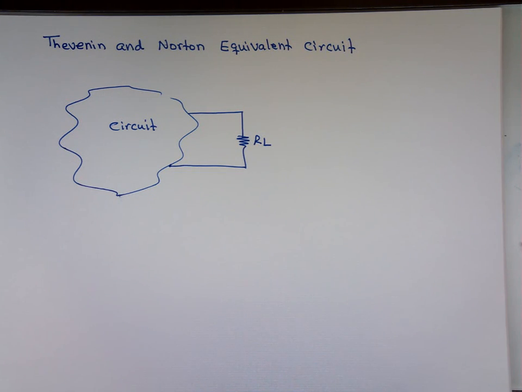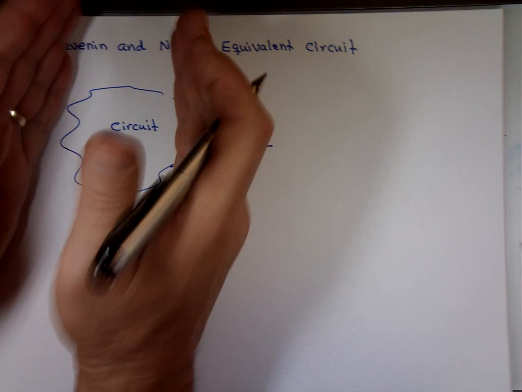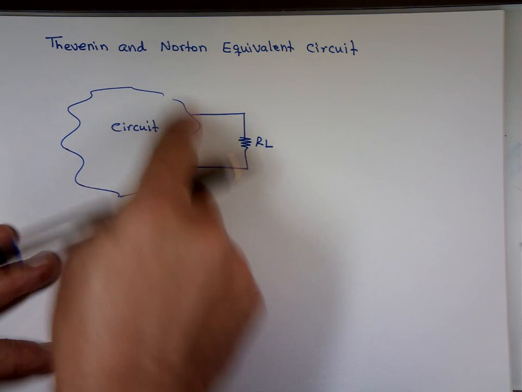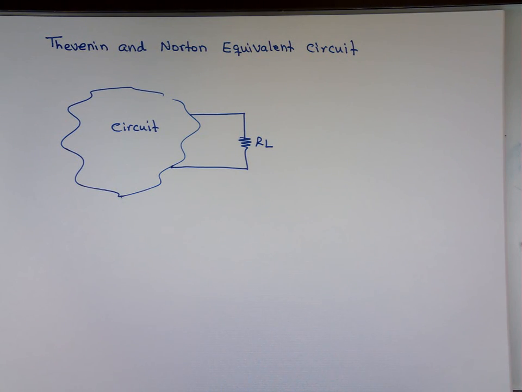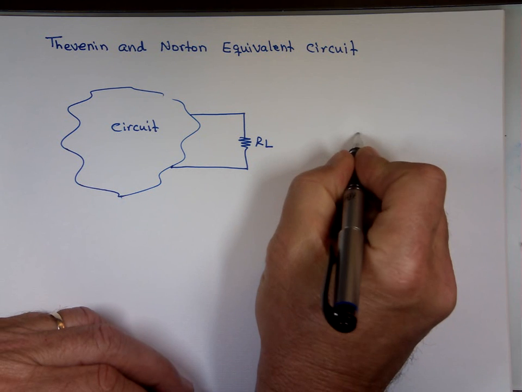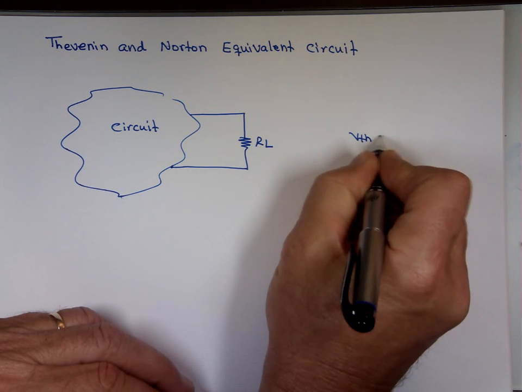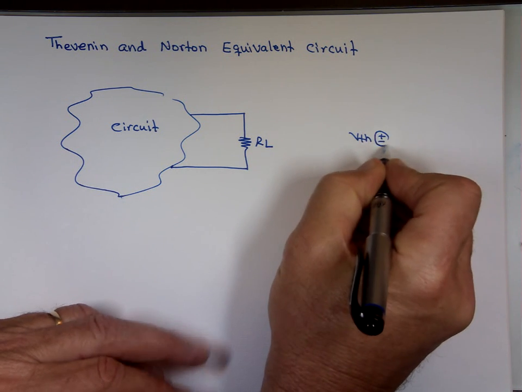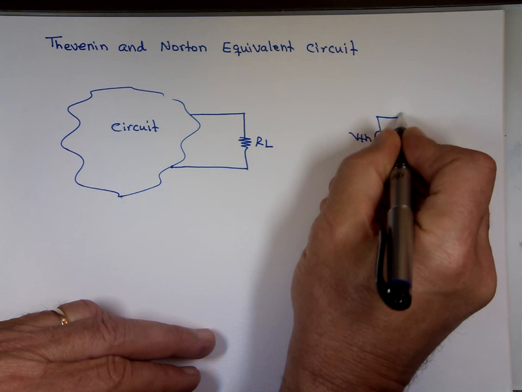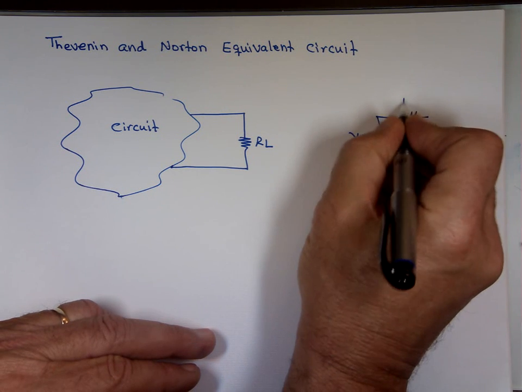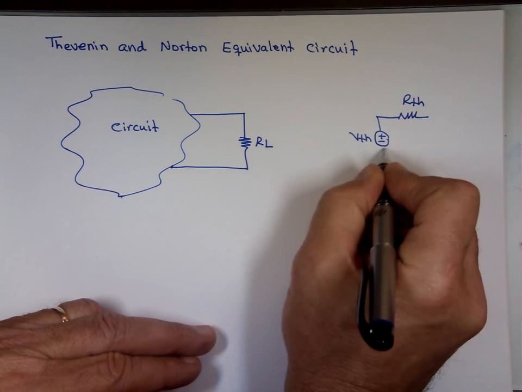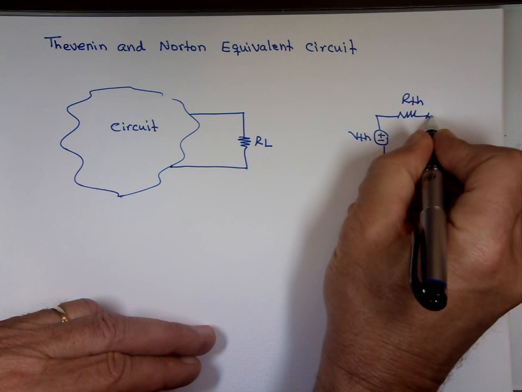What Thevenin says, you know what we can do? We can take this circuit that you see here, that circled one right there, and we can replace it with a voltage source, which we'll call V Thevenin, in series with a resistor called R Thevenin. And now let me put that load resistor.